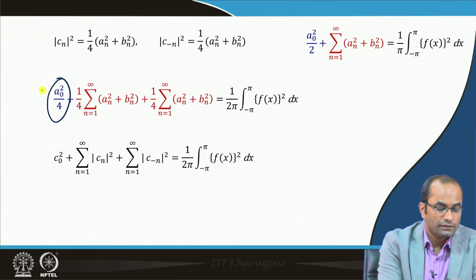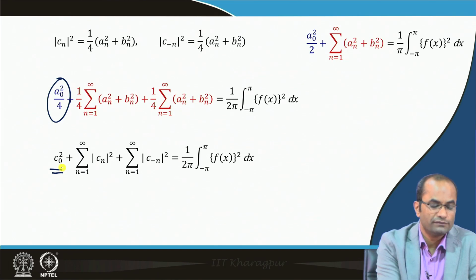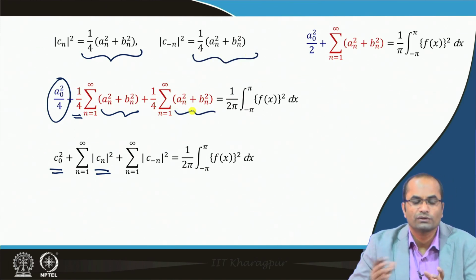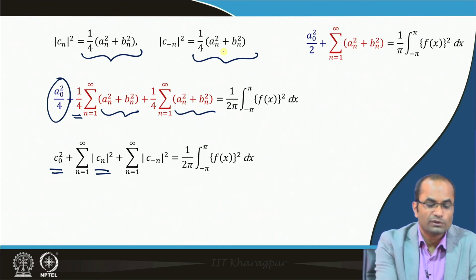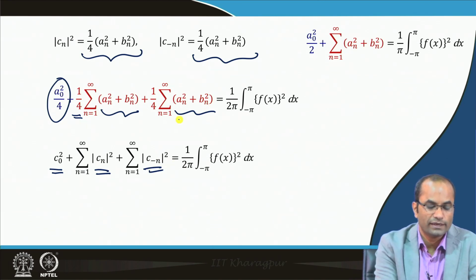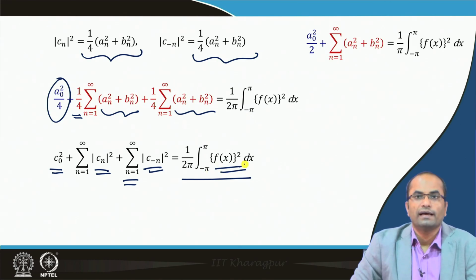So, this is exactly C naught square, because C naught was A naught by 2. And this we know already that with 1 by 4 of A n square plus B n square, we have C n square, and then for the second one, because we have already split it into 2 to incorporate plus and minus, here we have this C minus n. So, we have considered this C minus n square with n from 1 to infinity, and then we have the right hand side as it is, 1 over 2 pi, integral minus pi to pi f x whole square dx.